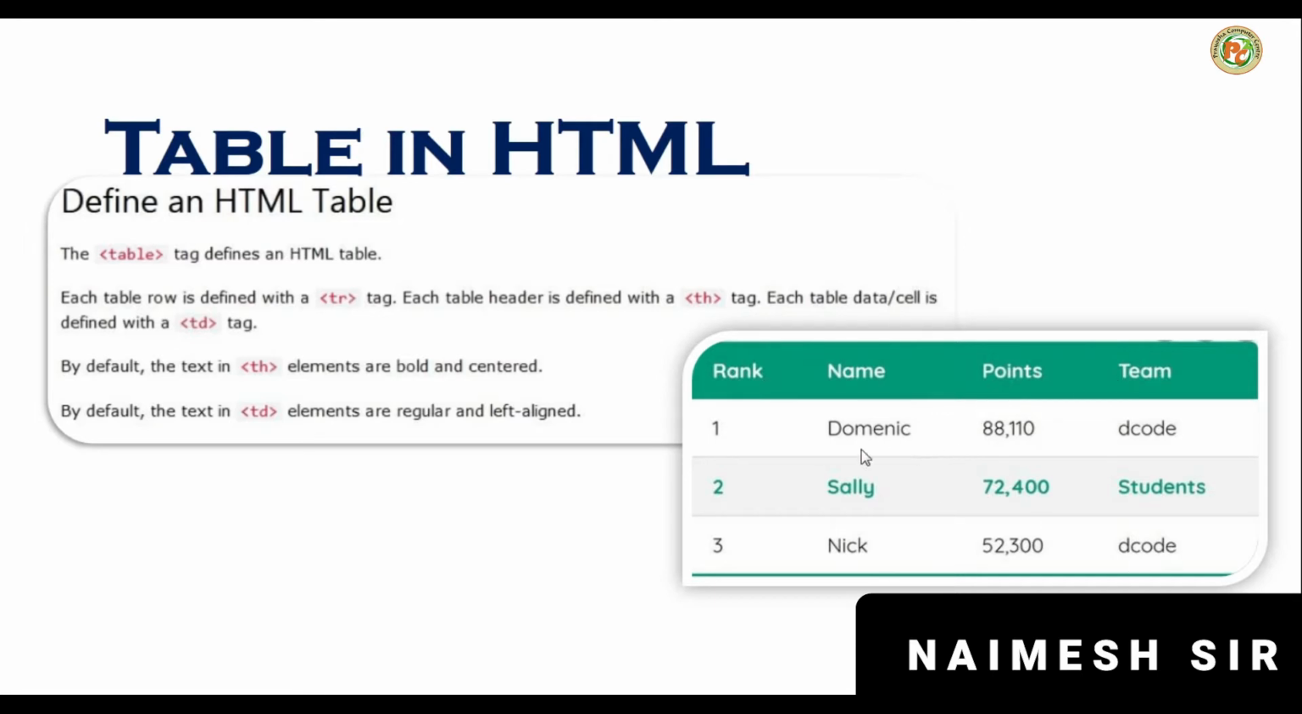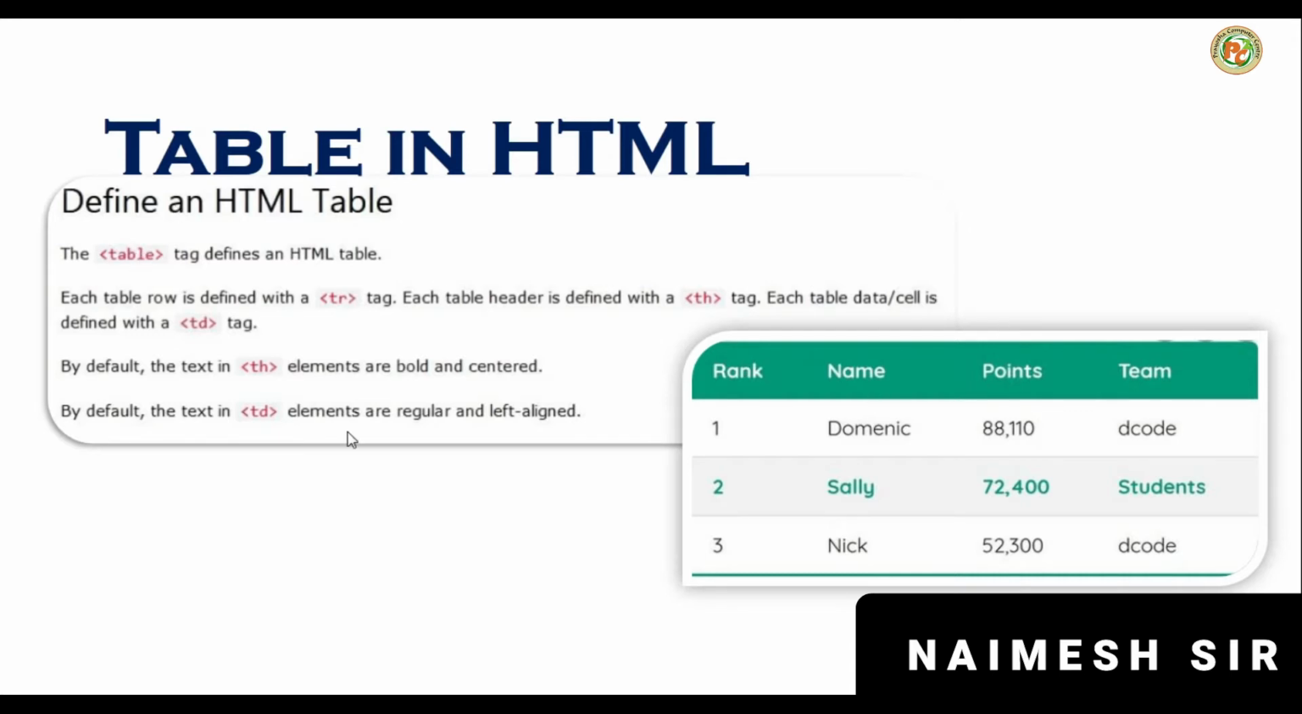This is called the table heading, and this is the data or table cell. The intersection of rows and columns is called a cell, and the number of cells is the multiplication of rows and columns. So here 16 cells are there, because 4 rows and 4 columns are there. That's why there are 16 cells.